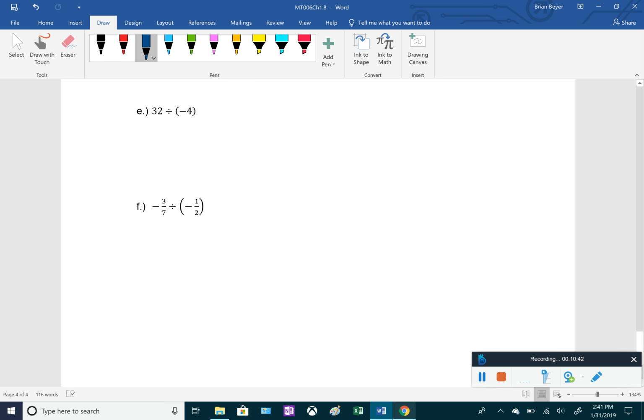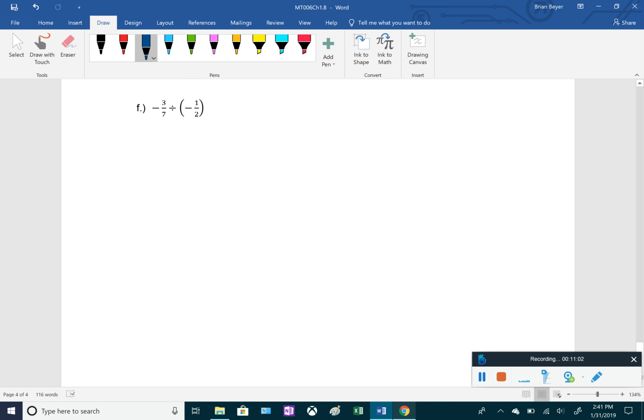Next one here, 32 divided by negative 4. We can probably figure that out in our head as we're reading it, or we can write it like this, 32 over negative 4. Positive divided by a negative gives us a negative, so we get negative 8.